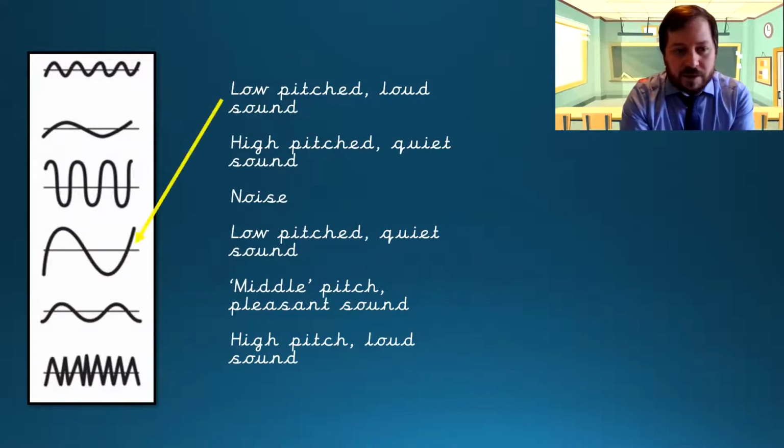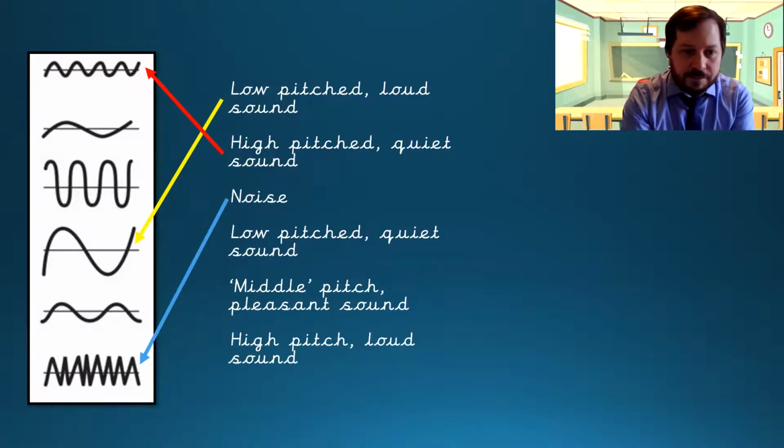Okay, so this is our low pitch, loud sound. Big wave, long distances between them. We've got high pitched, quiet sound. So it's often, frequent, but short wave. Sorry, not tall wave. Then we've got noise, which is this random, there's no pattern really.